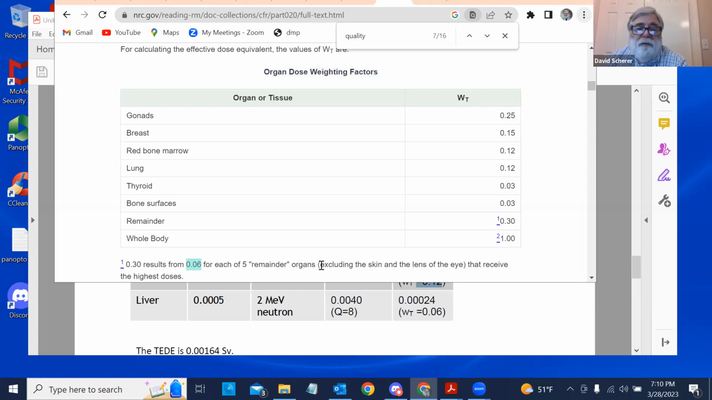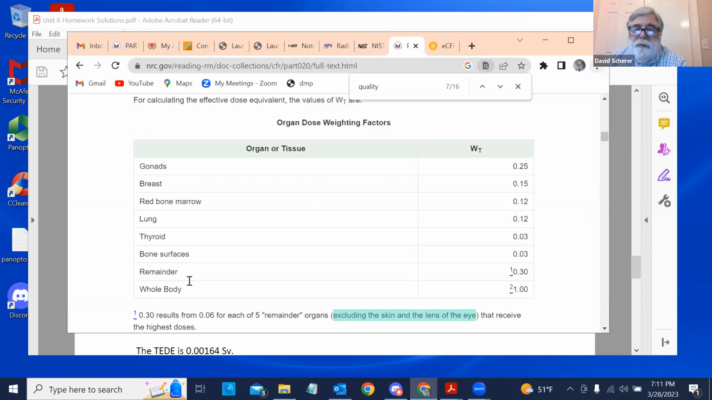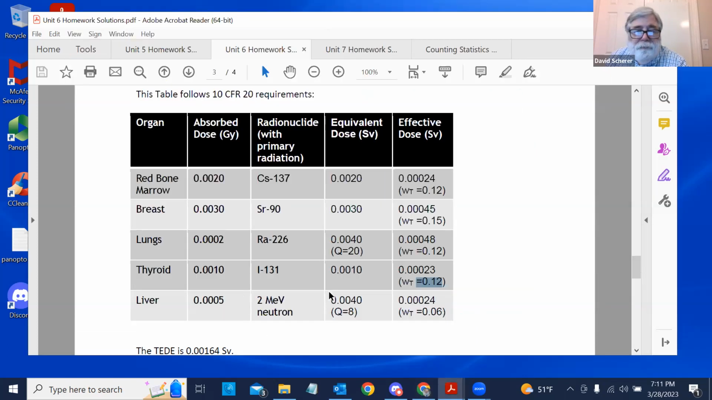Notice that in the NRC world, they do not include skin or lens of the eye in determining committed dose equivalent, the effective dose equivalent. They're just not counted at all. So that's basically the same as saying the tissue weighting factor for the lens of the eye is 0. It has a separate standard, so it does not get included in this at all.